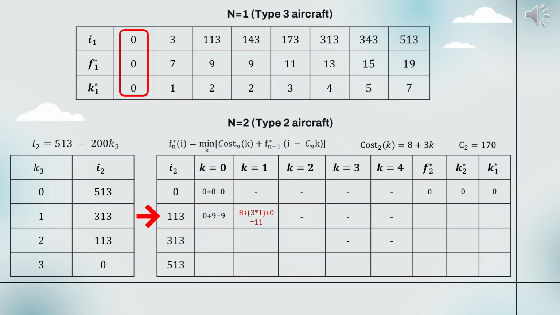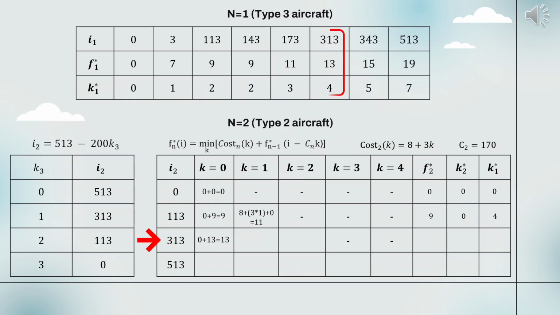Since the 170 passenger capacity of this aircraft fully covers the 113-person demand, we have no remaining passengers for the next stage. Therefore, the total cost remains 11. Result: comparing these two options, the minimum between 9 and 11 is 9, which yields the optimal decision of selecting 0 Type 2 aircraft.